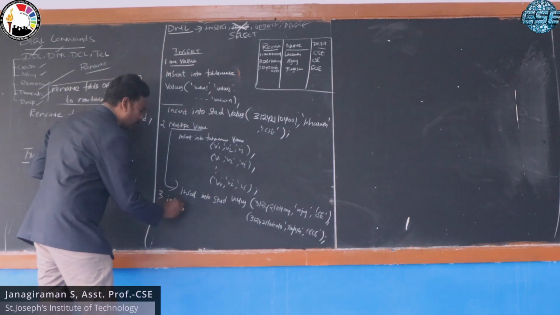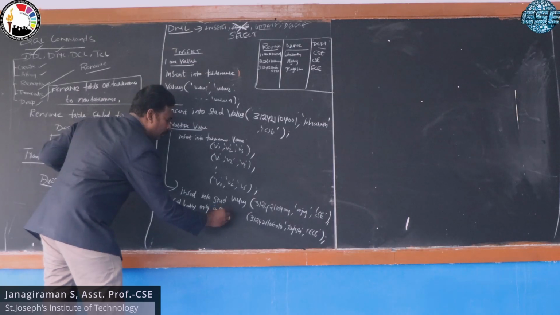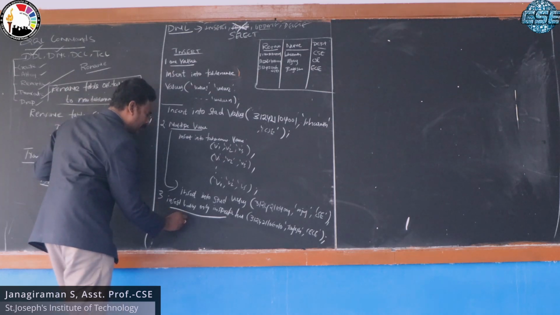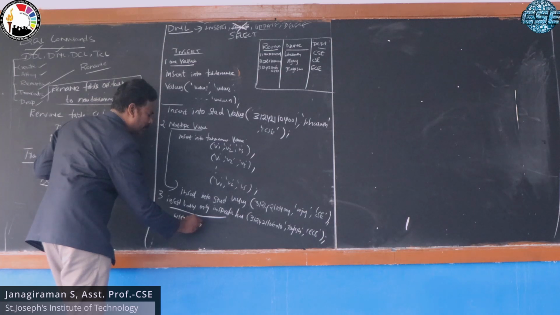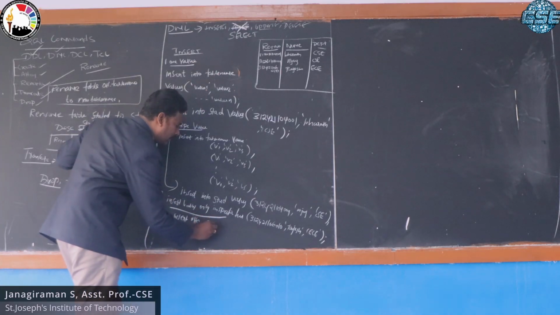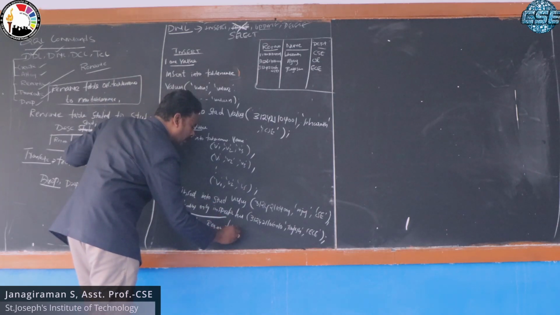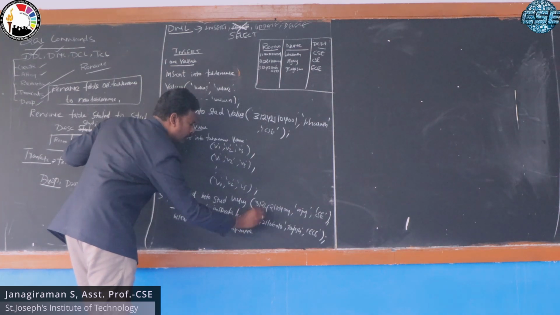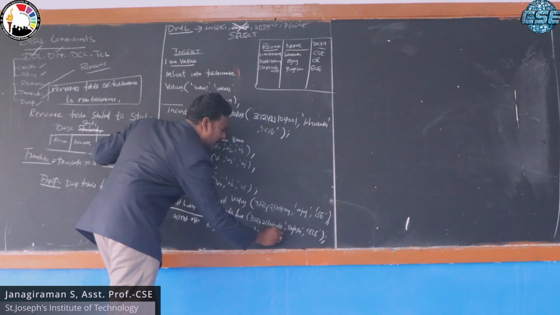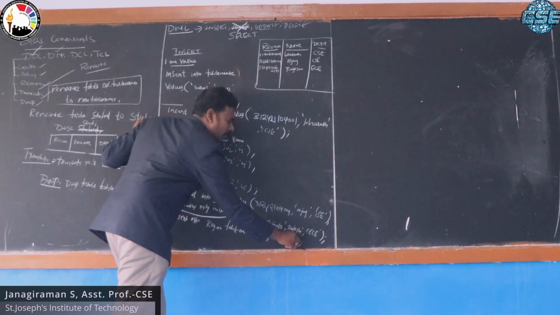Insert values only in the specific field. That also you can do. Insert into, so to which column you want to insert, maybe register number, name of the table, table name, then values, value 1, value 2, value 3, depends on the table, it goes on.